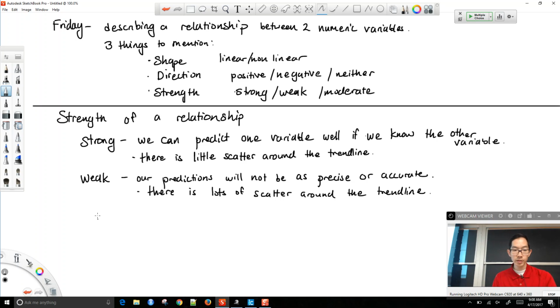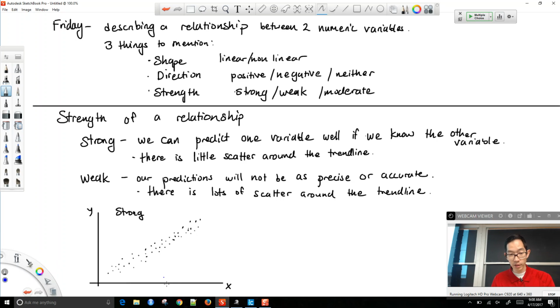So if I plot my x and my y variable here, and we have something that looks like this, this would be a strong relationship. Because if I say, here is a particular value of x, make predictions for y, our predictions for y would all be within this window. For this value of x, we would just go to our data and see our predictions for y. There's just a little bit of scatter there.